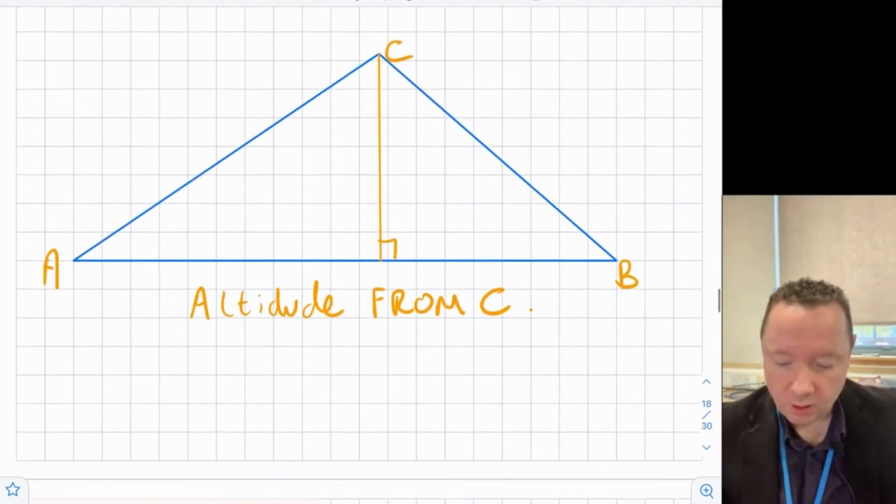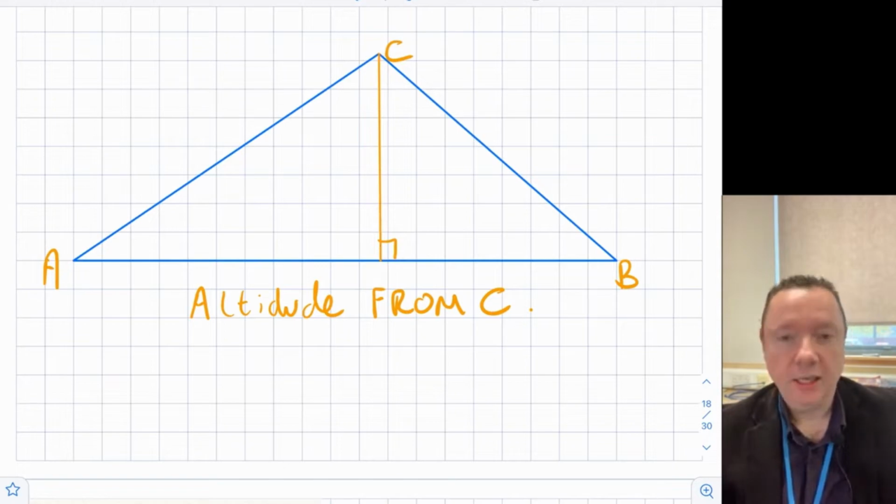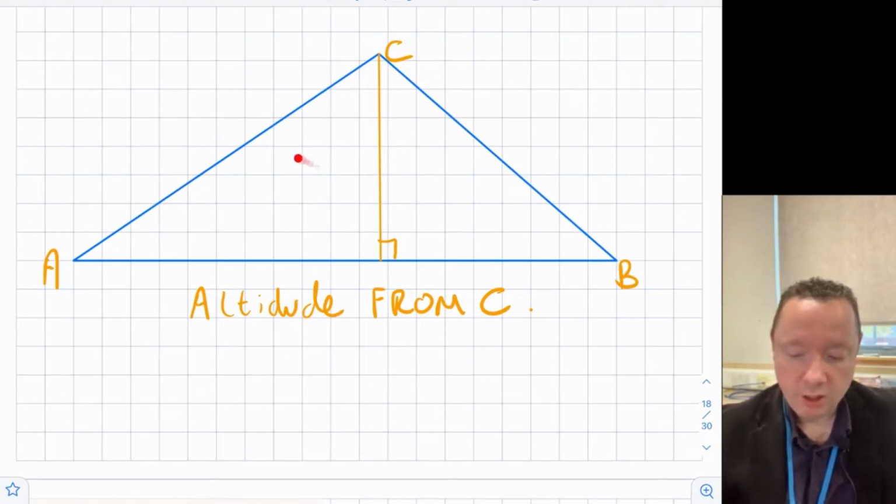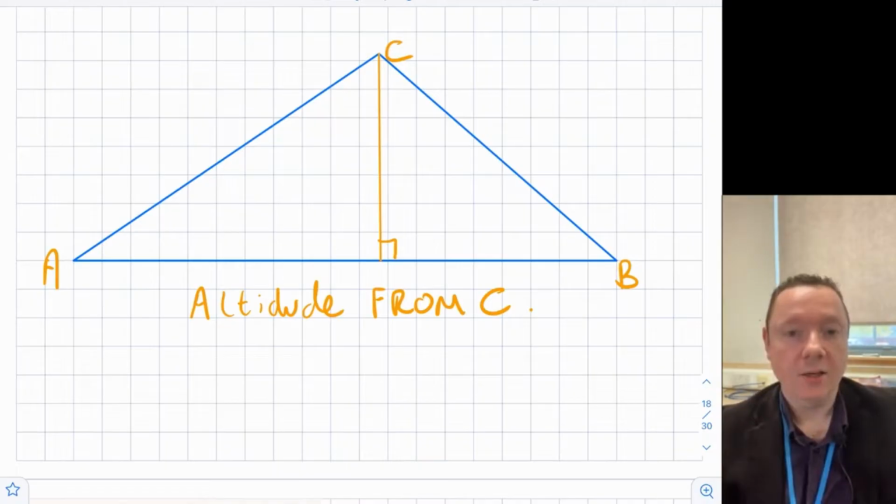So if I draw a triangle ABC, and I want the altitude from C, I'm literally saying look at vertex C and draw a line straight down at right angles. If it cuts the opposite side at right angles, that's the altitude from C. If I wanted the altitude from A, I'd go from A straight across, cutting the opposite side at right angles. And similarly from B, straight across, cutting the opposite side at right angles.